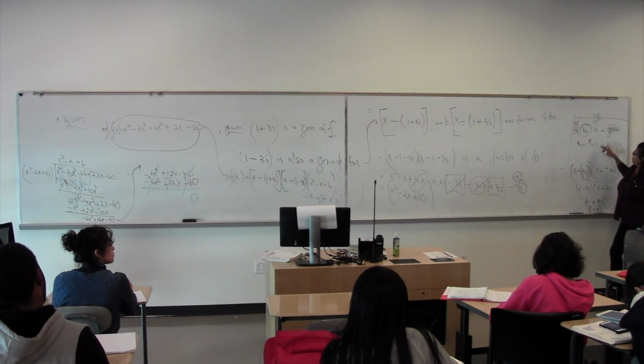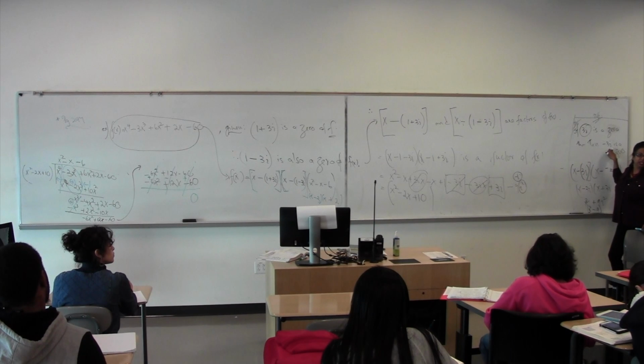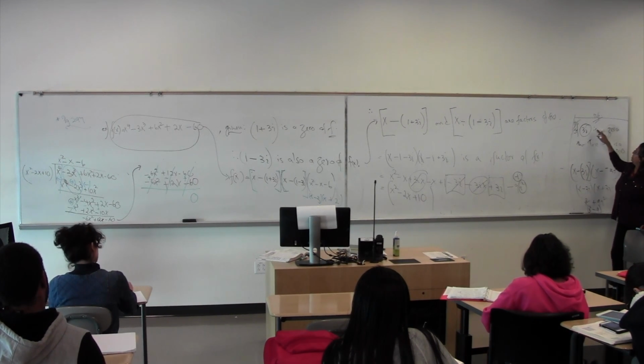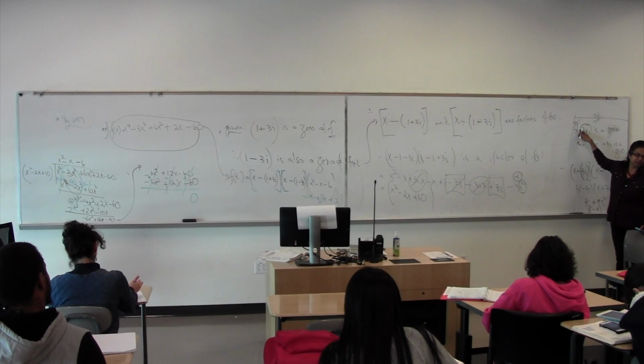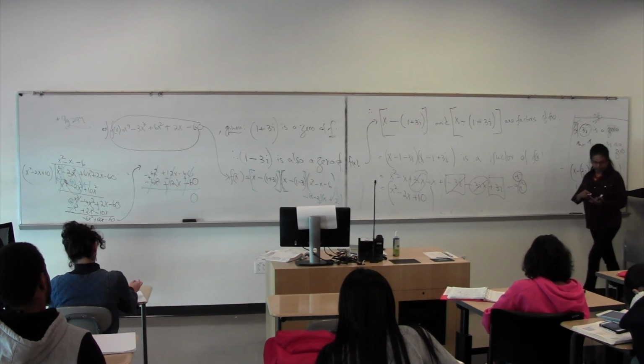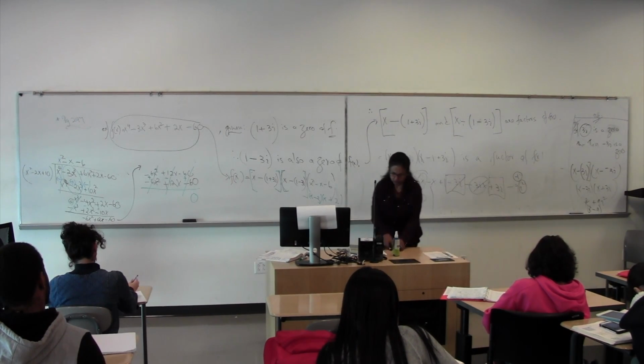If 3i is a 0, then negative 3i is also a 0. Here the a part is missing in the complex. Okay?